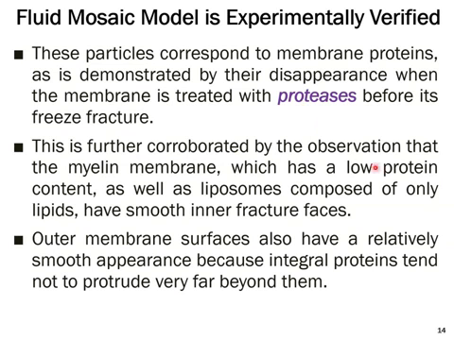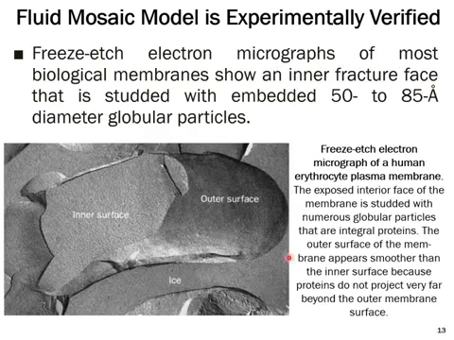This is further corroborated by the observation that the myelin membrane, which has a low protein content, as well as liposomes composed of only lipids, have smooth inner surface fracture faces. As we studied in the previous lecture, myelin membrane has only 18% proteins. So if you study that membrane with the freeze fracture procedure, it appears much smoother from the inside as well. That also confirms that these little protrusions are the protein structures. Outer membrane surfaces also have a relatively smooth appearance because integral proteins tend not to protrude very far beyond them, as we just discussed.